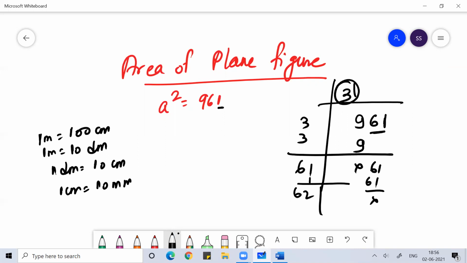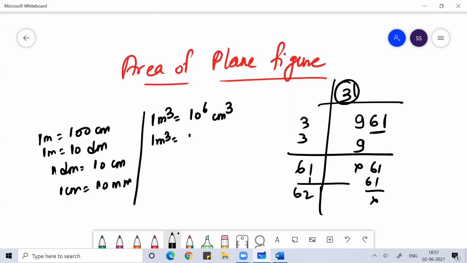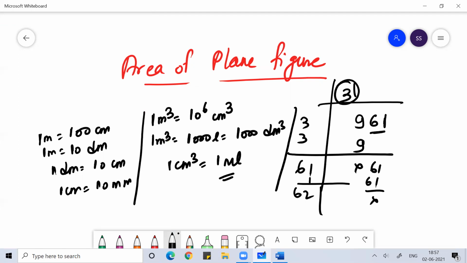Remember when I was teaching you density, physical units and measurement, the same thing we use there. You remember? 1 milliliter is equal to 1 centimeter cube. 1 liter is equal to 1,000 centimeter cube. When we studied there, 1 meter cube is 10 to the power 6 centimeter cube. 1 meter cube is 1,000 liters. 1 liter is equal to 1 decimeter cube. So all that we learned there.